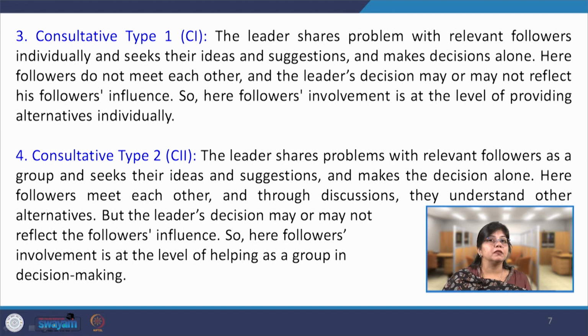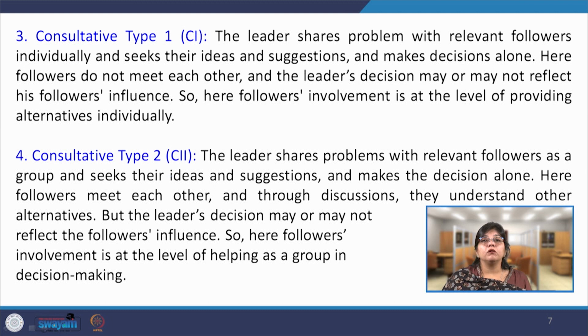The only thin line difference is that in consultative type 2, followers meet the leader directly, there is face to face interaction, the members voice their opinions, they suggest, they give their ideas, but again the leader is not getting influenced by the information or suggestions which he has collected, and the decision will be the leader's. So, here followers' involvement is at the level of helping as a group in decision making. Help is there, but influence is not there. That is consultative type 2.